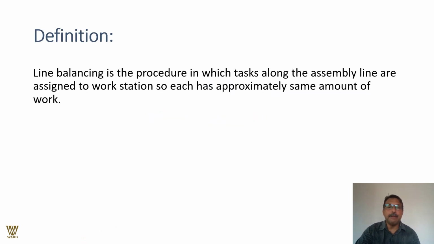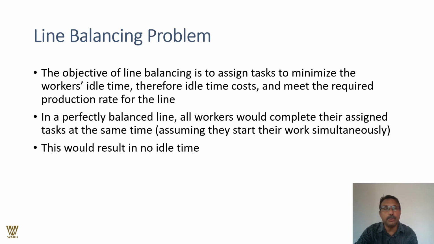So, definition: line balancing is a procedure in which tasks along the assembly line are assigned to the workstations so that each of them has approximately the same amount of work. So either you divide the work equally at each workstation so that everybody has the same amount of work, nobody can cry, nobody can complain, and all the work is completed simultaneously. That's one of the balancing acts that we would like to do.